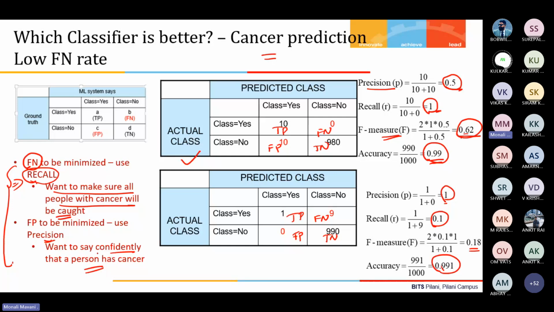And you want to say confidently that a person has cancer. Maybe we are doing some extra tests, getting some extra results like a biopsy, and then this is the time that you want to make sure that the person has cancer. So in that case, you will be looking at the precision. In the same cancer prediction problem, you have to define what your objective is. Depending upon that, you can decide which is important for you, recall or precision.